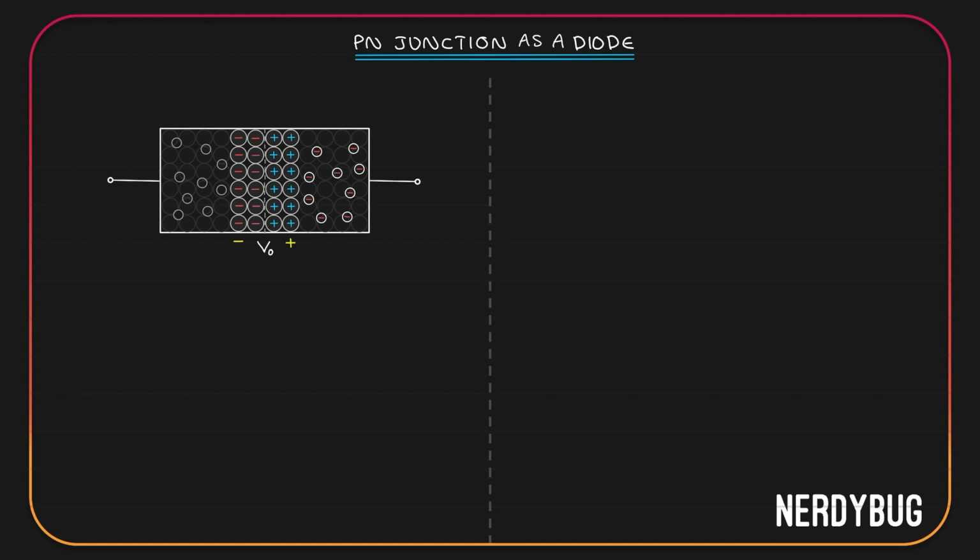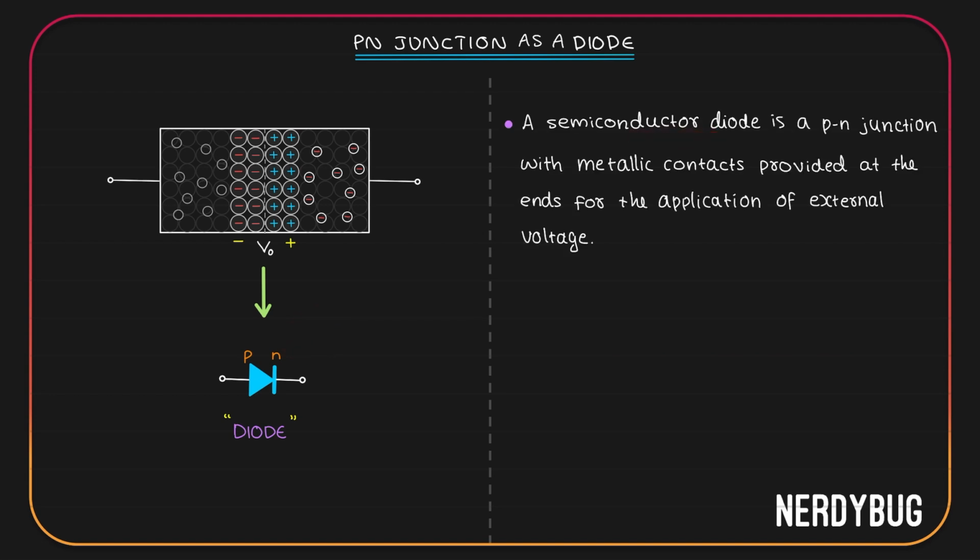Now that we know what a PN junction is and how it is formed, let us see how it can function as an electronic device. All you have to do is simply attach metallic contacts on each end of the semiconductor. This is what we call a diode. And what you can see over here is the circuit symbol of a diode. A semiconductor diode can be defined like this. It is a PN junction with metallic contacts provided at the ends for the application of external voltage.